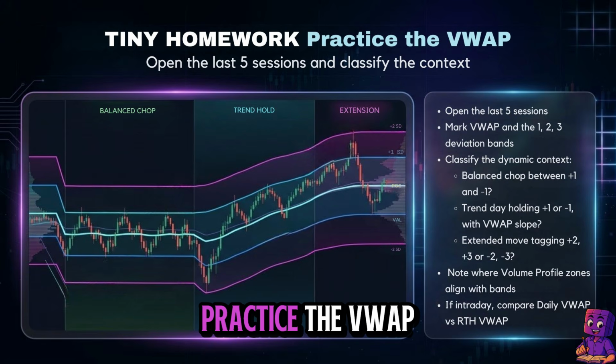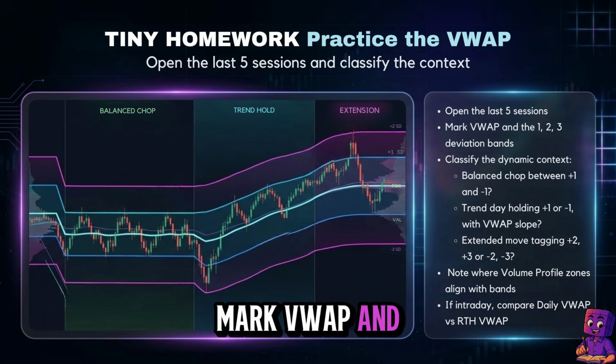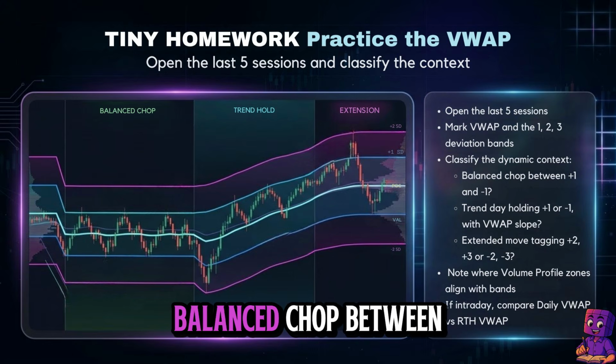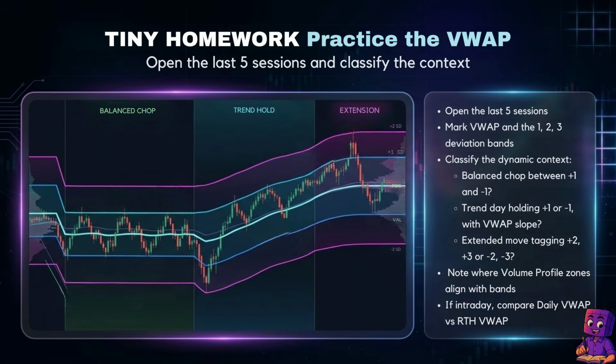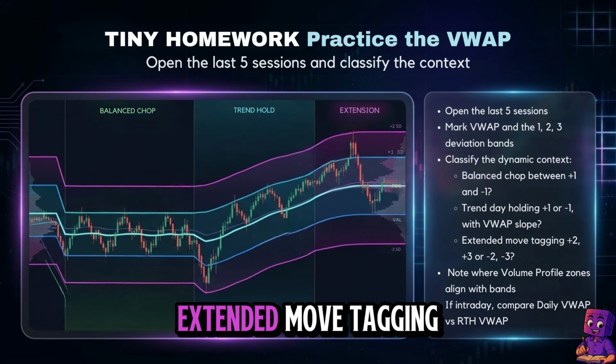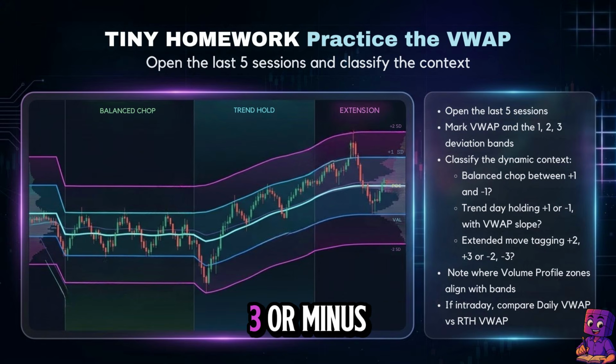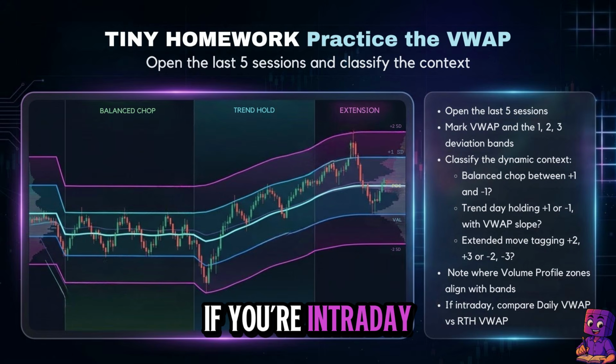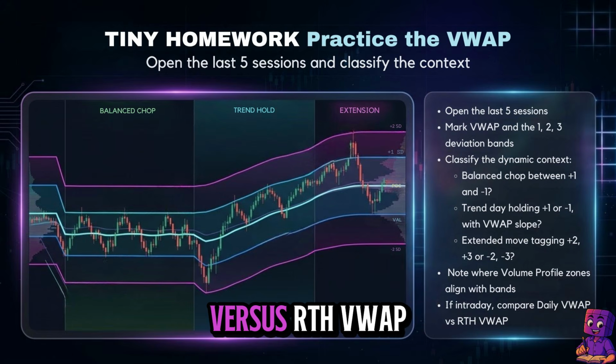Tiny homework to practice the VWAP. Open the last 5 sessions and do this. Mark VWAP and the 1, 2, 3 deviation bands. Classify the dynamic context. Balanced: chop between +1 and -1. Trend day: holding +1 or -1 with VWAP slope. Extended move: tagging +2, +3 or -2, -3. Note where volume profile zones align with bands. If you're intraday, compare daily VWAP versus RTH VWAP. Are they aligned or conflicting?